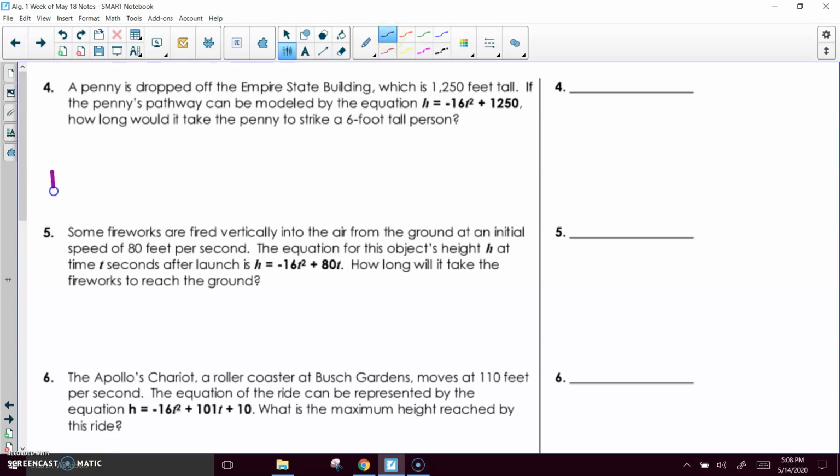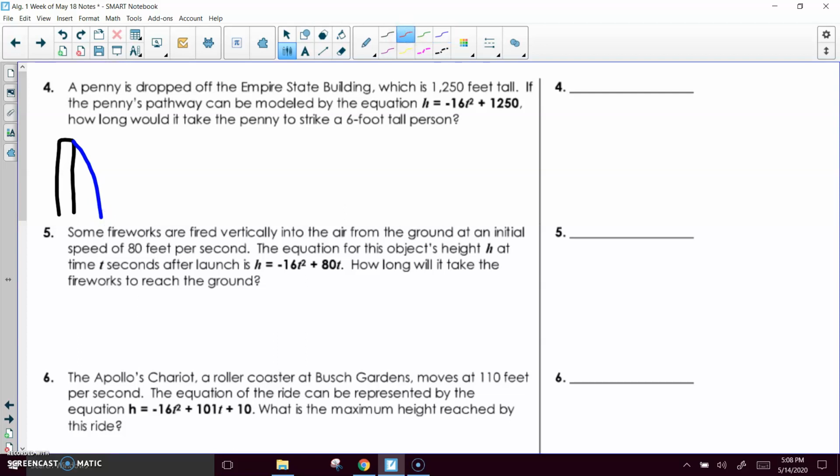So let's envision our drawing. We've got this really, really tall building. We're going to drop the penny. So we're not throwing it, so it's not going to go up in the air first. We're going to drop the penny, so it's going to fall down.